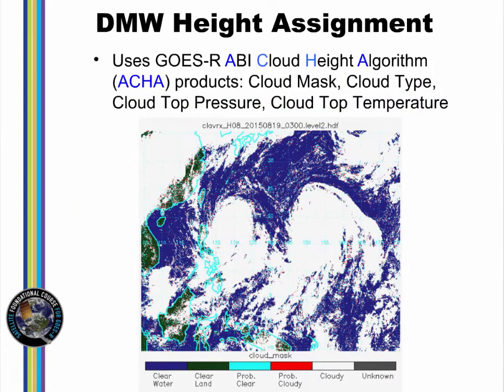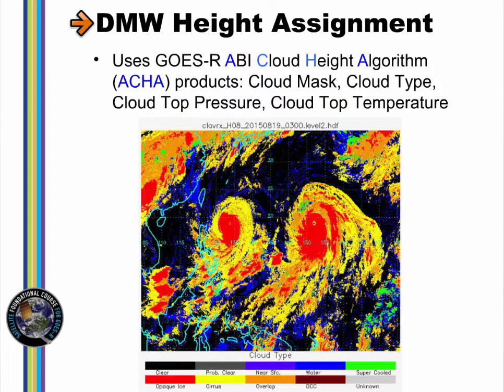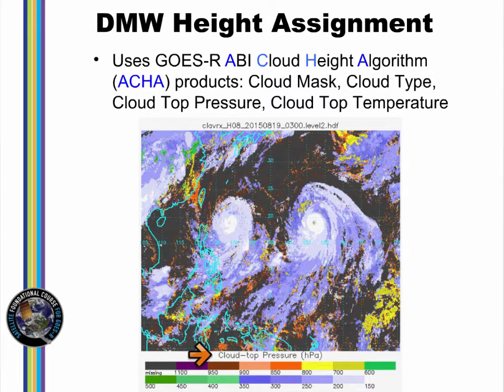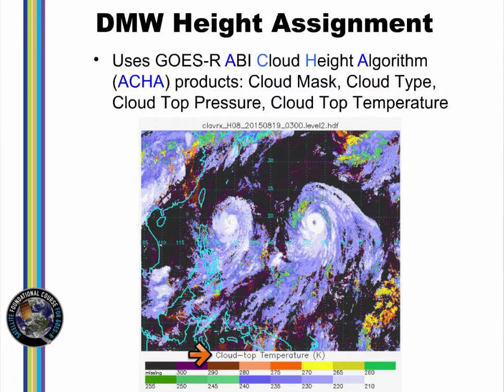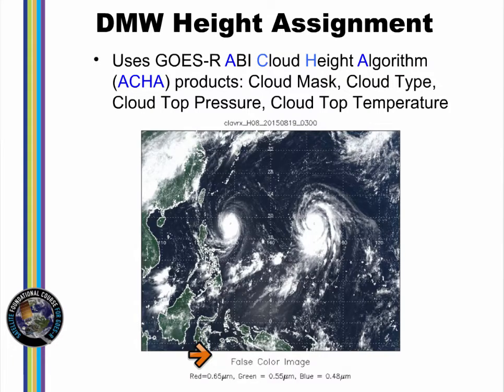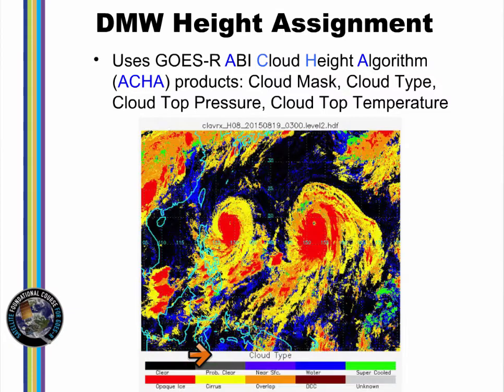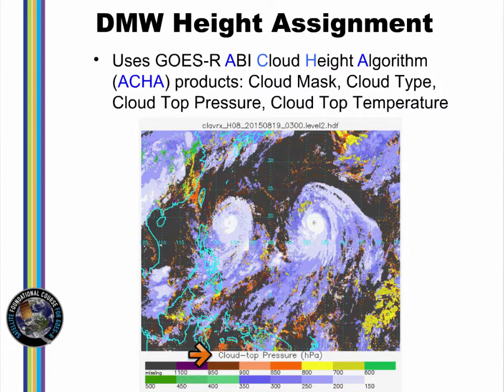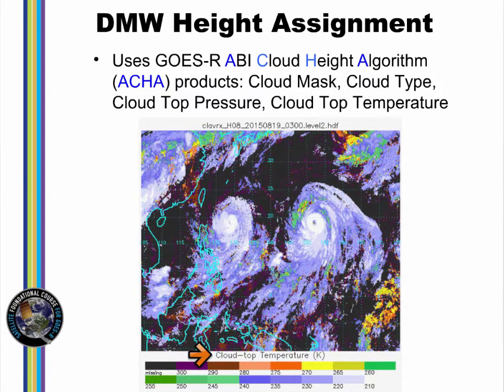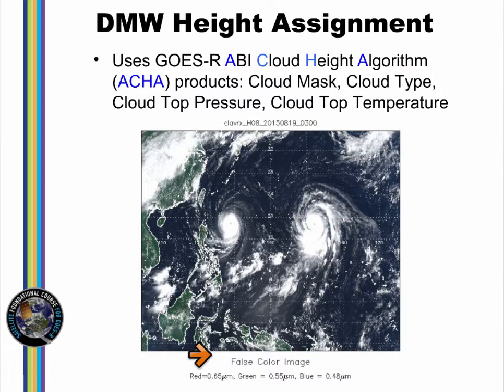The derived motion winds height assignment process requires the following GOES-R ABI cloud products: cloud mask, cloud type, cloud top pressure, and cloud top temperature. A satellite foundational course for GOES-R training for these cloud products is available. Keep in mind that any errors in the cloud height products will propagate to the height assignment process that is applied to the derived motion winds. Full details on both are in links at the end of the training.